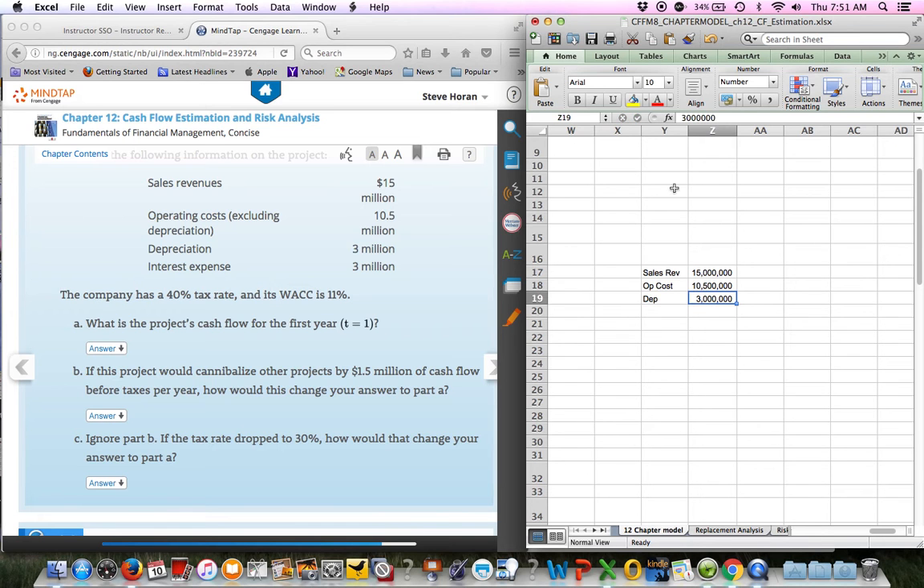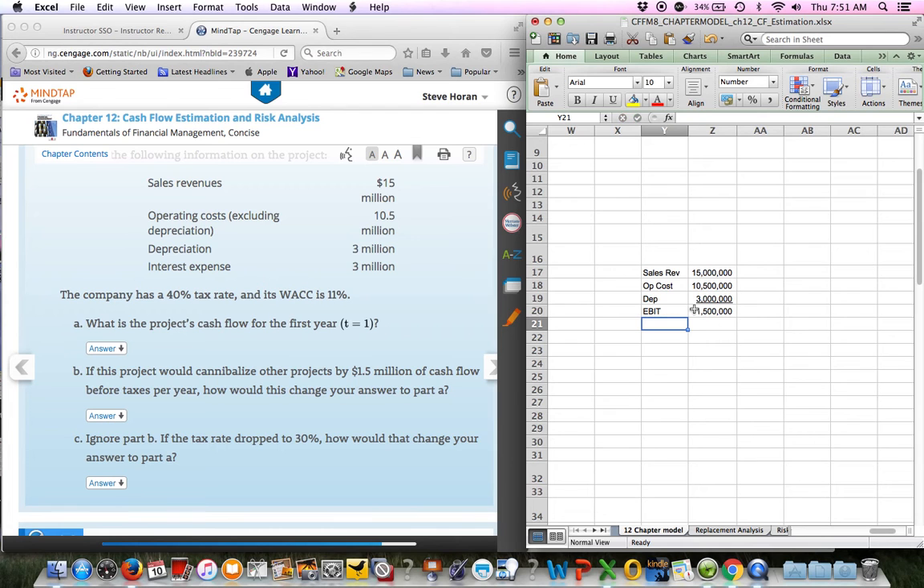And you might be thinking, why not use the interest expense number? I'll tell you the reason in just a second. So I'm going to add these numbers: plus revenues, minus operating cost, minus depreciation, and I get 1,500,000, and that's essentially my EBIT, earnings before interest and tax.